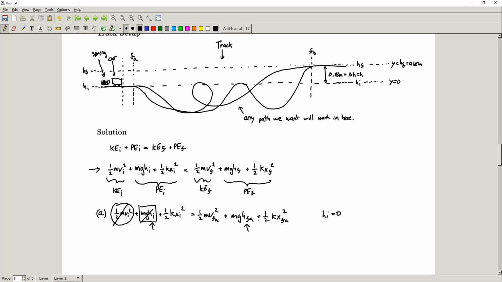I'm going to draw them like this. These are just going to cancel out because we have the same height in the beginning and the end, right? So there's no change, so there is no gravitational potential energy changing into kinetic energy or anything else, and so we don't have to consider that.